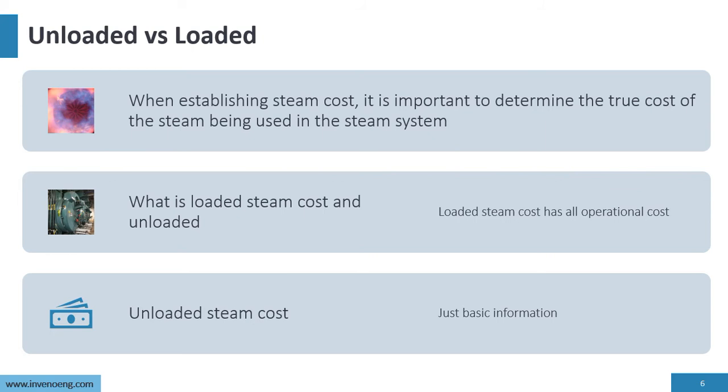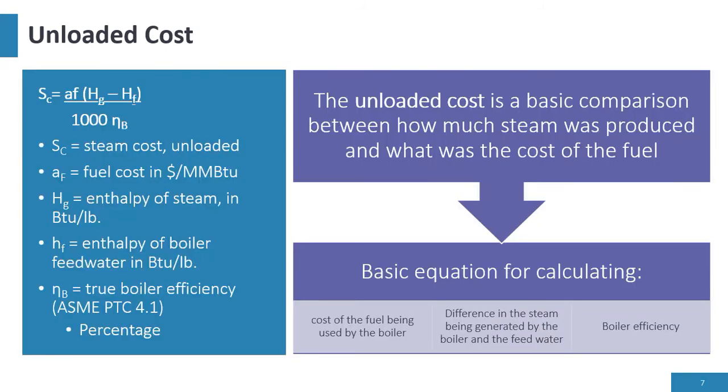Unloaded costs, just the basic information: fuel input, the sensible energy from the deaerator, which we'll talk about. Basically, this is unloaded costs. And so SE is steam costs, AF is fuel costs in million BTUs, HG is the enthalpy of steam in BTU per pound, HF is the enthalpy of the boiler feed water in BTU per pound, NB is the true boiler efficiency per ASME PTC 4.1 in a percentage.